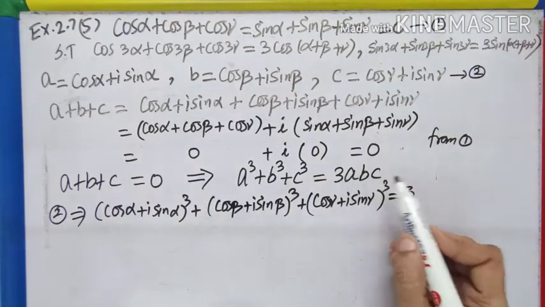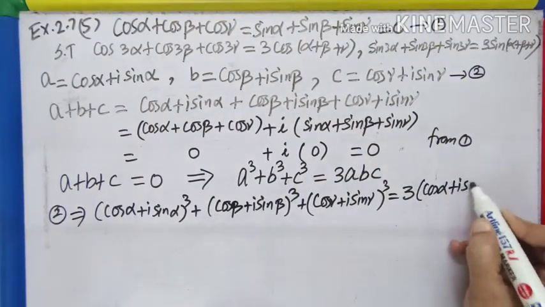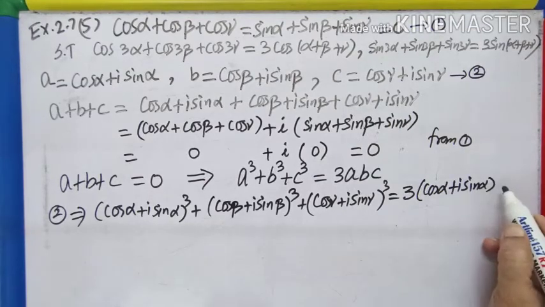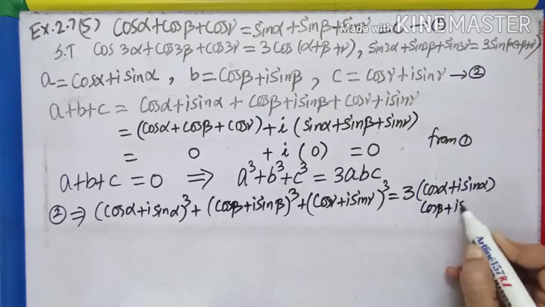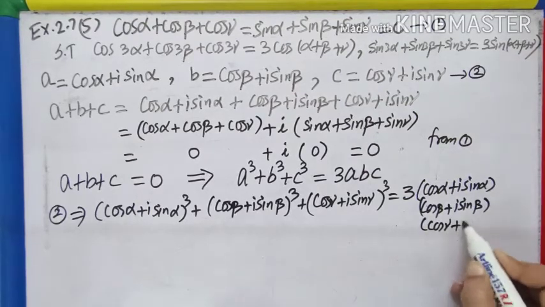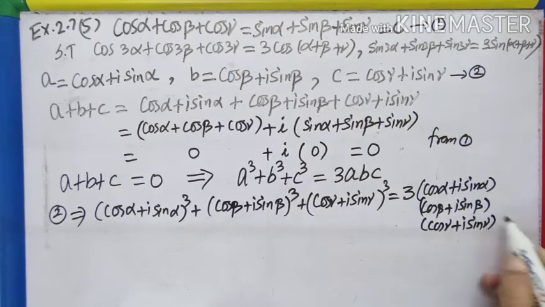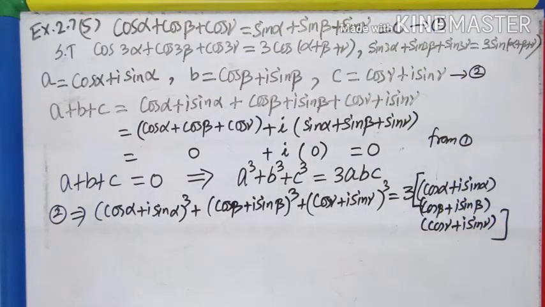A into B into C. What is A? Cos alpha plus i sin alpha. And what is B? Cos beta plus i sin beta. And what is C? Cos gamma plus i sin gamma. So A into B into C we have written. Now let us recall all the properties that we learnt a little before.